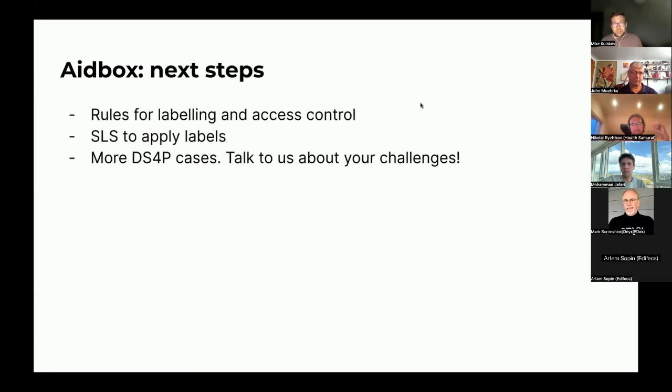What are we going to do next? Definitely there's a lot of room to talk about rules for labeling and access control, to be more dynamic, not static, but static works. I'm not sure about dynamic. Security labeling services that allow us to do it on the fly, and we are definitely looking forward to implementing more data segmentation for privacy cases. And if you have any cases in mind or challenges you see, come to us to talk about it.